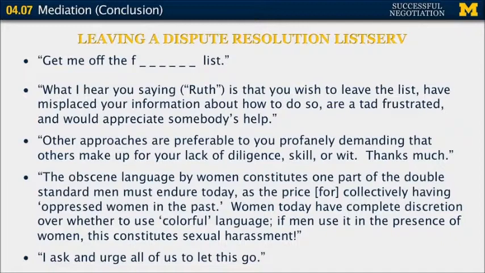Thanks much. The next person went on the attack against women in general. The obscene language used by women constitutes one of the double standards men must endure today as the price for collectively having oppressed women in the past. Women today have complete discretion over whether to use colorful language. If men use it in the presence of women, this constitutes sexual harassment. And then finally, the last mediator brought it to a close, came full circle back to what I expected from mediators. I ask and urge all of us to let this go.